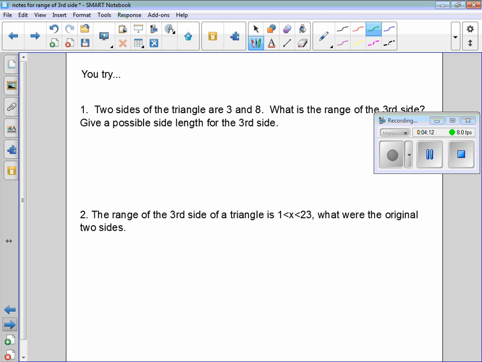So into question number 1, two sides of the triangle are 3 and 8. What is the range of the third side? So our two sides are 3 and 8. So to find the minimum value, we're going to subtract the two numbers. 8 minus 3 is 5. To find the maximum value, we're going to add the two numbers. 8 plus 3 is 11. So the range of the third side is from 5 to 11.